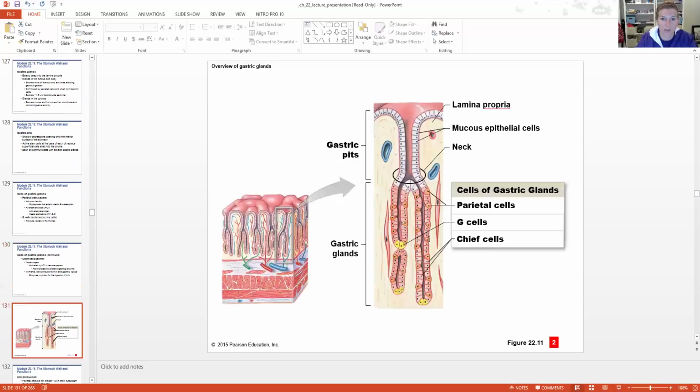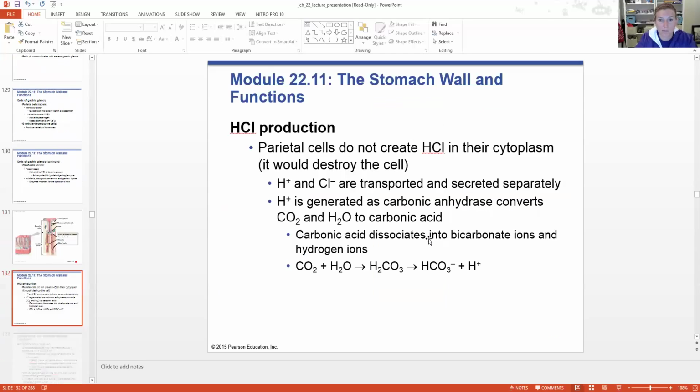So here you see the gastric glands and the pit. The pit itself is the opening onto the lumen. The gastric glands are the inferior part, and several glands can branch off of each pit. You have different cells, chief cells, G cells, parietal cells, all within this gland.